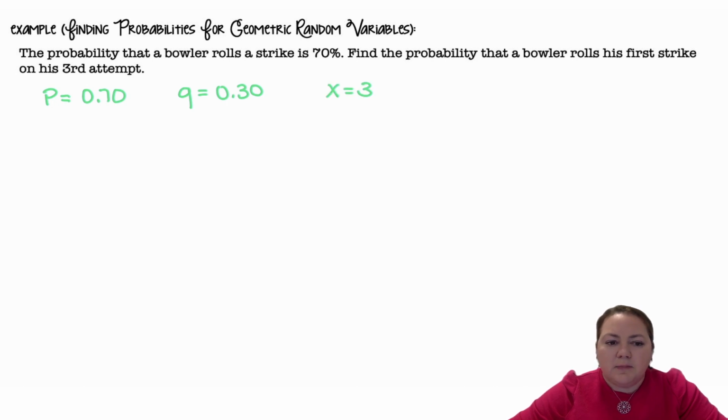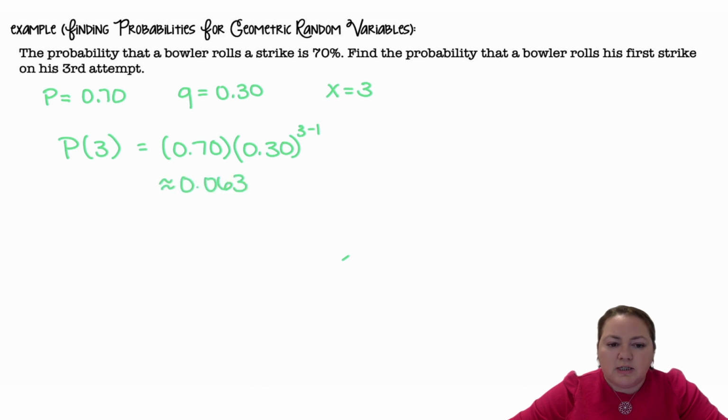And X is 3. Probability that X equals 3 is probability of success, 0.7, times probability of failure, 0.3, raised to the 3 minus 1, which is to the 2nd. And that would give us 0.063.